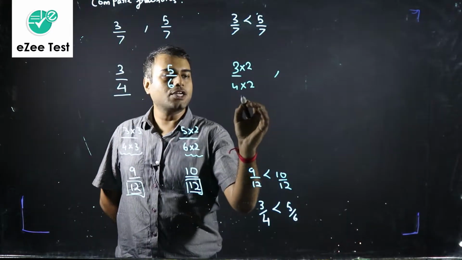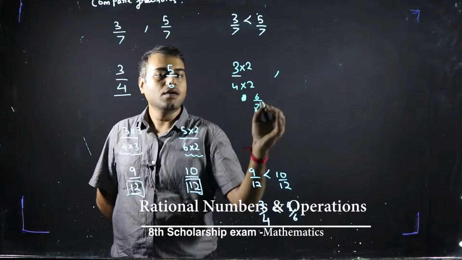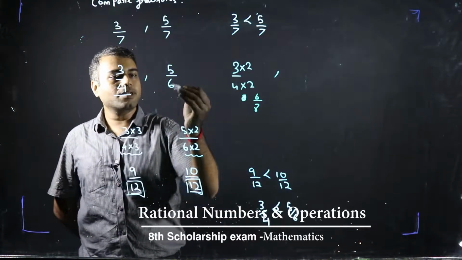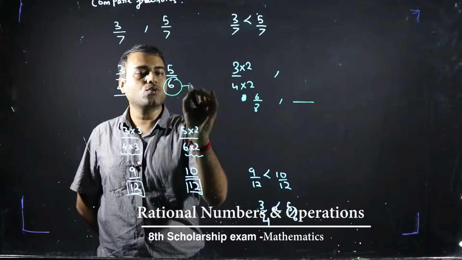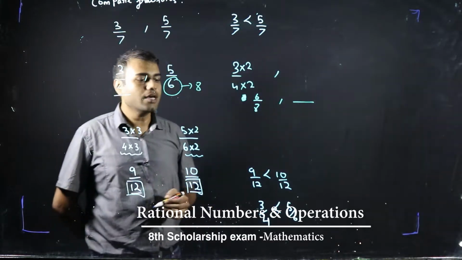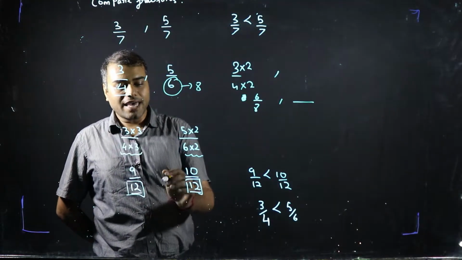But my denominator is becoming what? My denominator is becoming 8. And 8 does not come in the table of 6. So how can I make this denominator into 8? It is not possible, right? So we have to think about LCM.